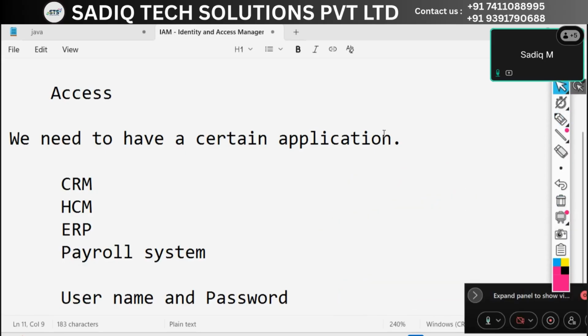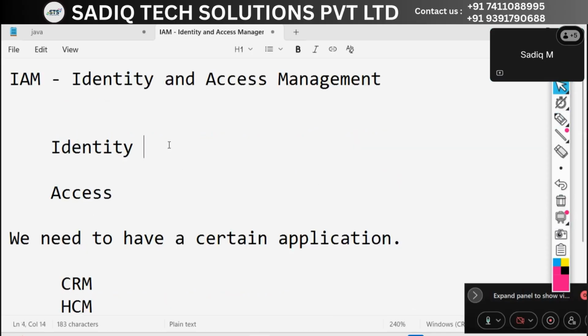Okay. Now, identity means user authentication. Same example, building and access. So user identity has to be maintained. Who is the user?